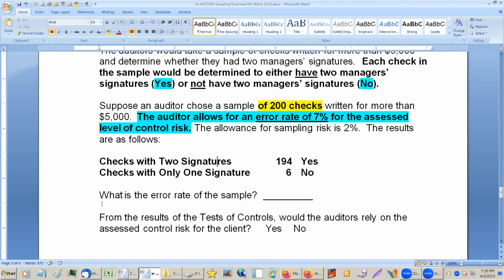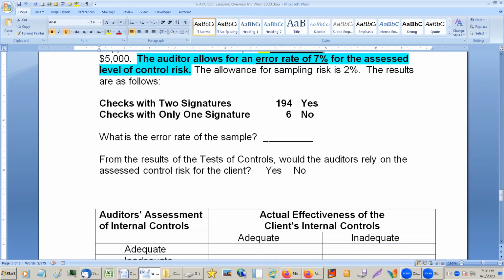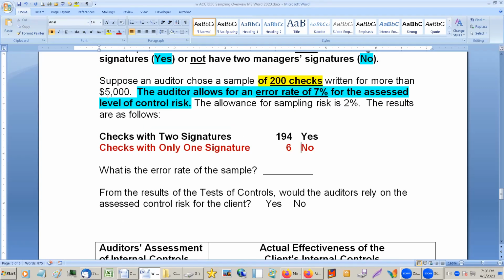To be honest, Professor, I'm not understanding your question. You're saying, what is the error rate of 200 checks if 194 require 2 signatures and only 6 require 1 signature? Actually, they all require 2 signatures, but 6 of them did not have it. Well, wouldn't it be 3%? Yeah. These are checks with only 1 signature. They did not have the 2 required signatures. So these are 200 checks written for more than 5,000.